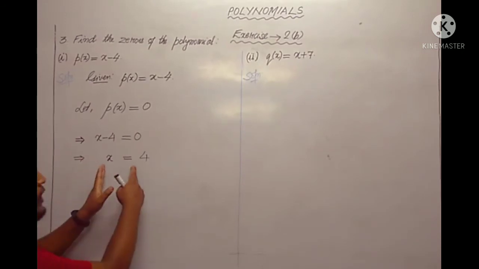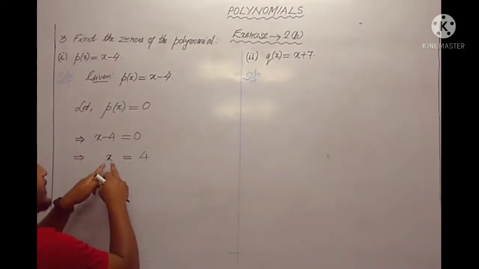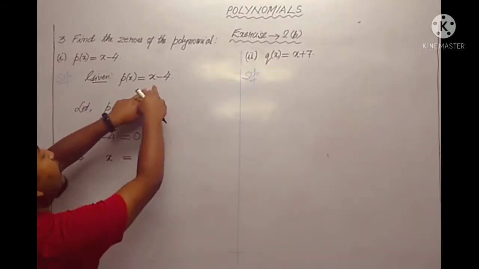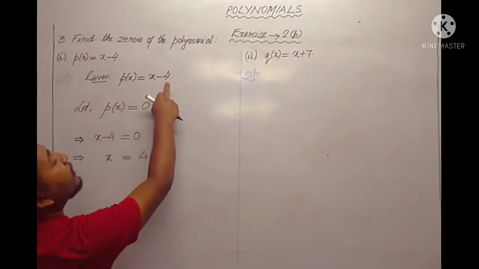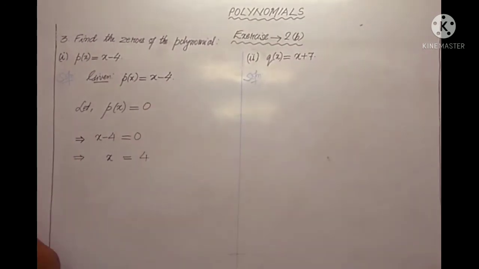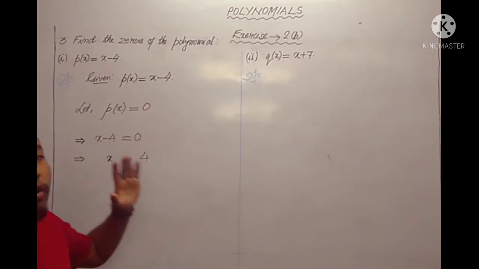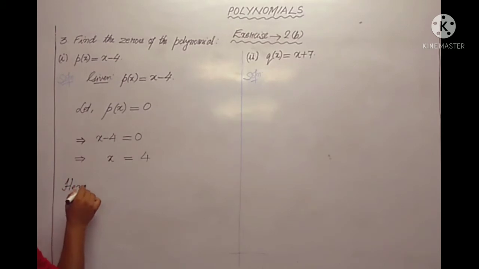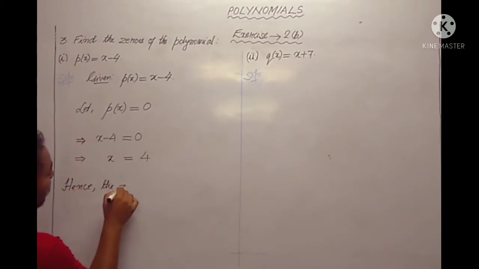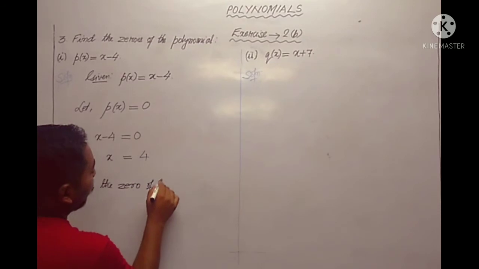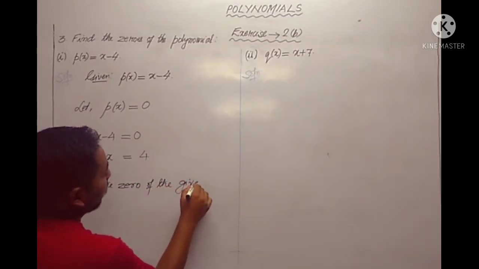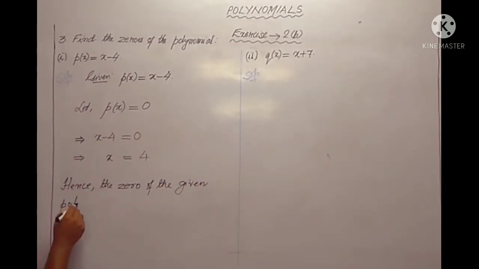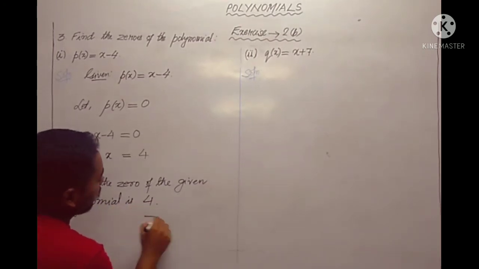Now you put this value here. Don't write, just check. x equal to 4. Now put this 4 here. You have 4 minus 4. Will it not become 0? Yes, it becomes 0. That is why it is called zero of the polynomial. Understand? So you'll write down, hence the zero of the given polynomial is 4. That is the answer.